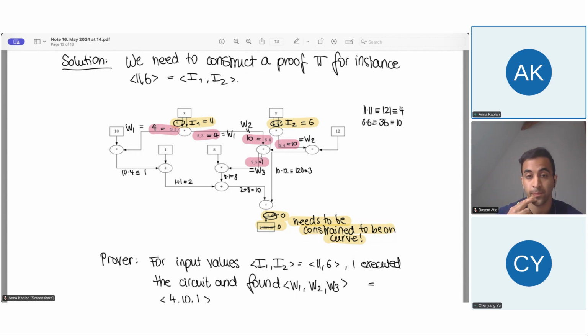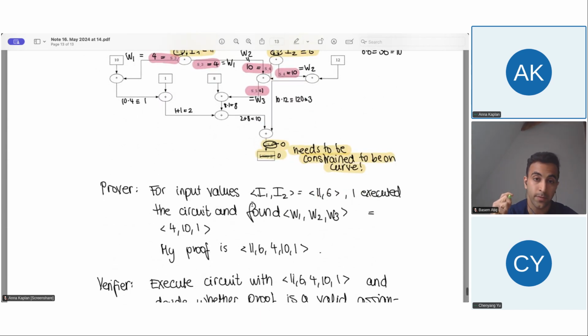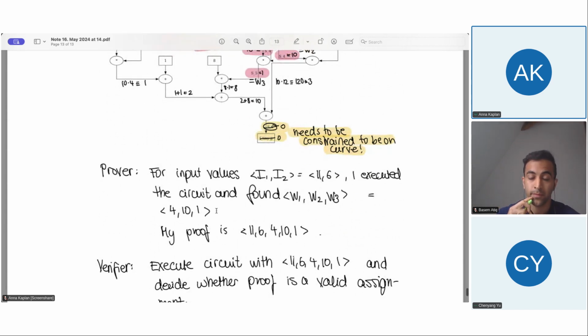And then from those two, we can get the third intermediate witness value by multiplying 4 times 10, which is going to be 1 in modulo 13 arithmetic. And then we need to execute the whole circuit just to make sure that everything is constrained and the proof is correct for us as a prover. So as a prover, I get the input values, which are instances in this case, and I execute the circuit and I find intermediate witness variables 4, 10, 1. So my proof in the end would be 11, 6, 4, 10, 1.